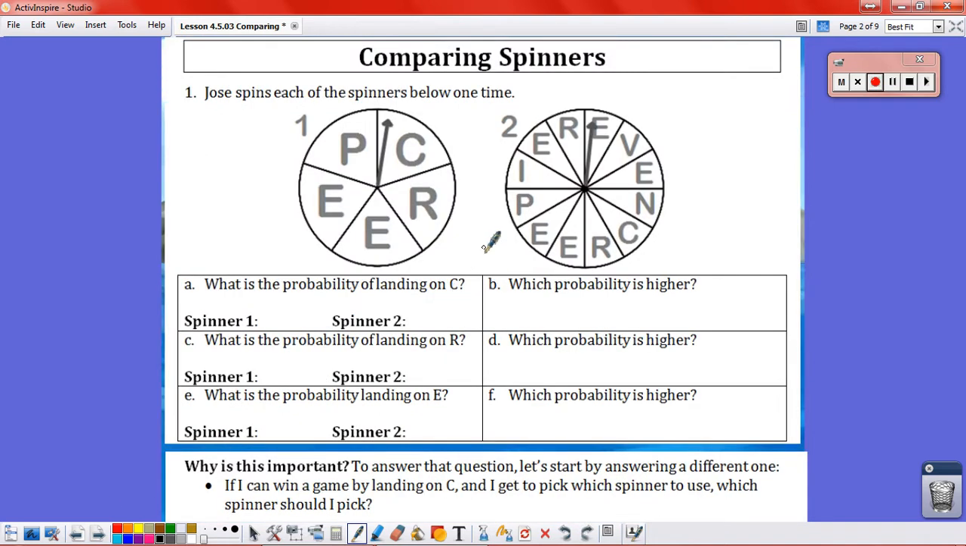So we have 2 spinners here. One of them has CREEP, creep. One of them has CREEPIER, even creepier. And it says Jose spins each of the spinners below 1 time. What is the probability of landing on C? Well, for spinner 1, C is 1 out of 5 pieces, so 1 out of 5. For spinner 2, C is 1 out of 1, 2, 3, 4, 5, 6, 7, 8, 9, 10, 11, 12 pieces. So that'd be 1/12.